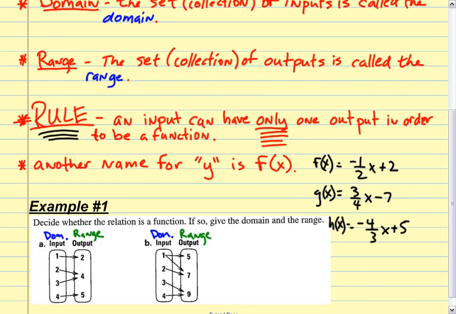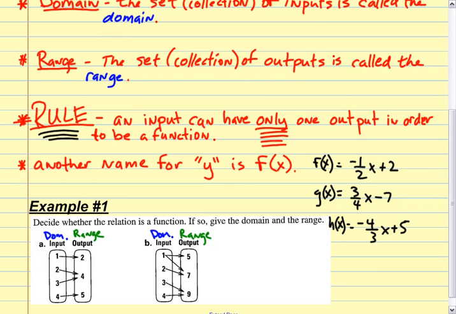Now g of x, we can't really say that g stands for function, but I need a different name, so I call it g of x or h of x. It does not mean multiply g times x, okay? It means the function of x. F of x means here's what the function of x is. We multiply it by -1/2 and then we add 2 to it. That's the function of x.